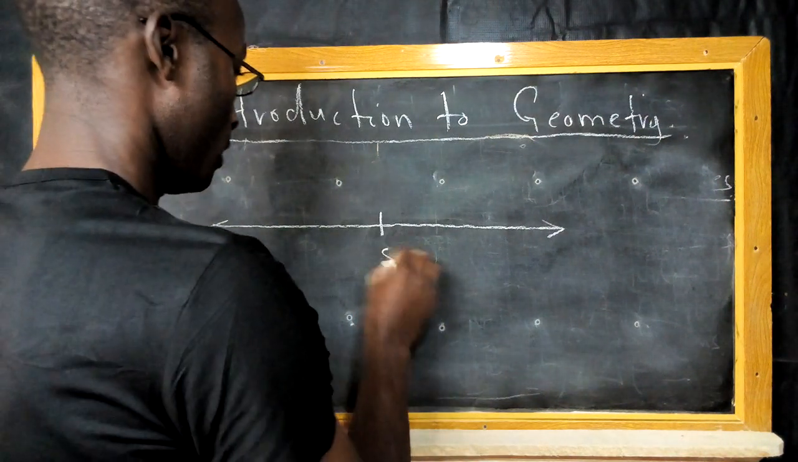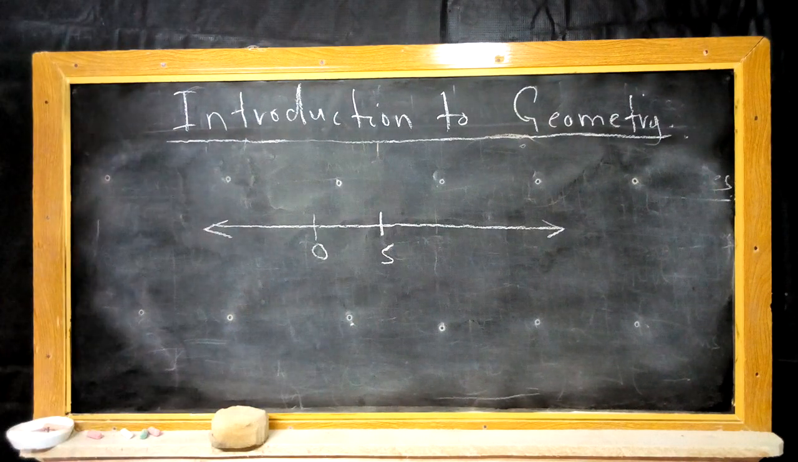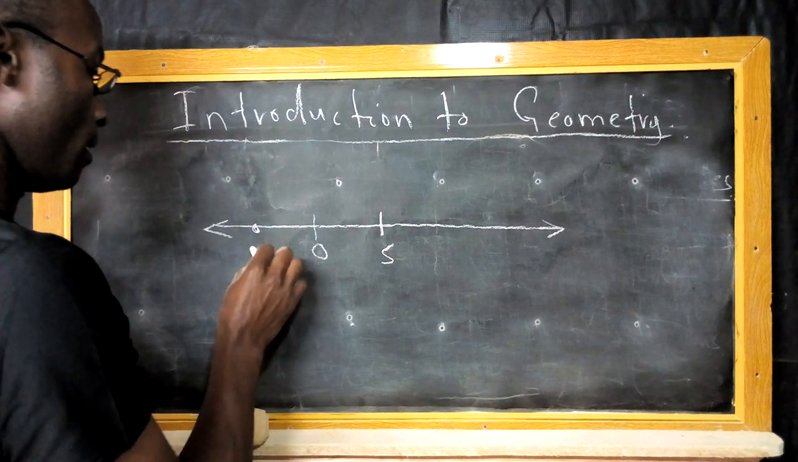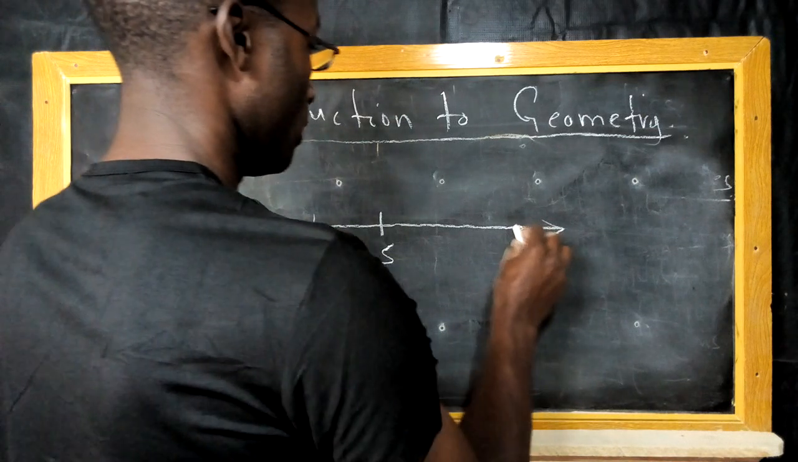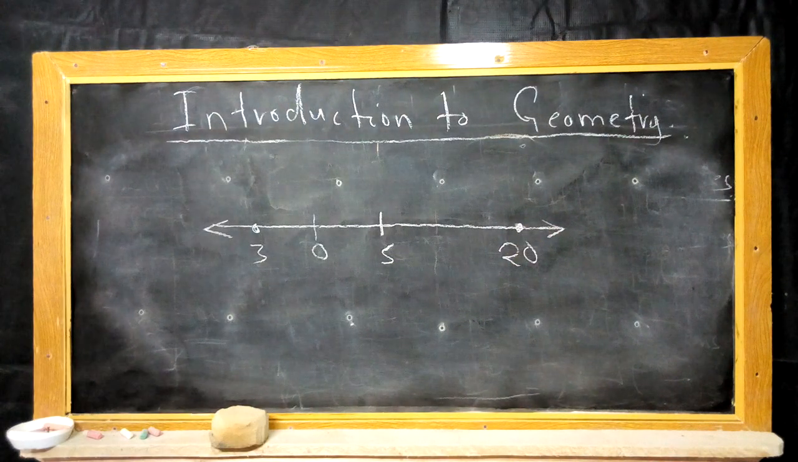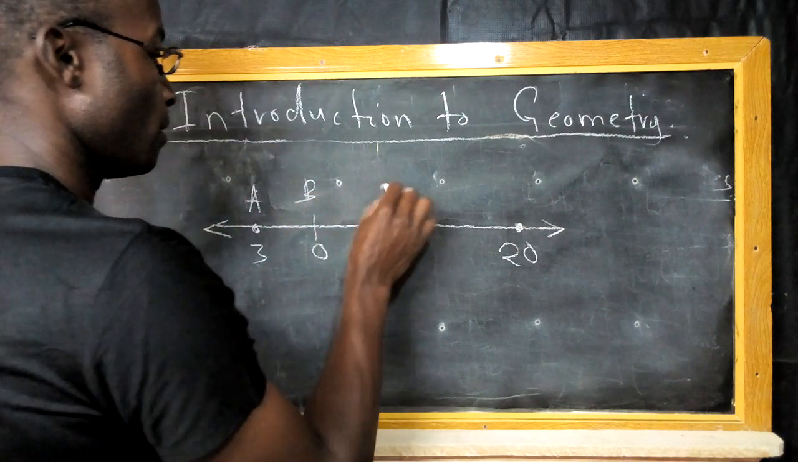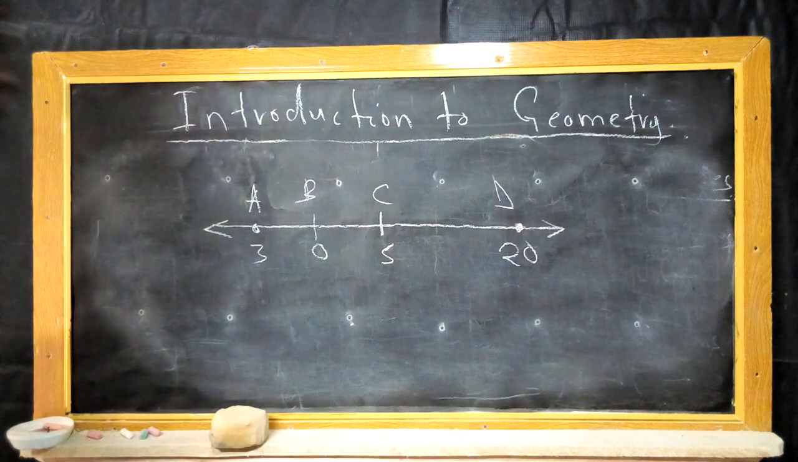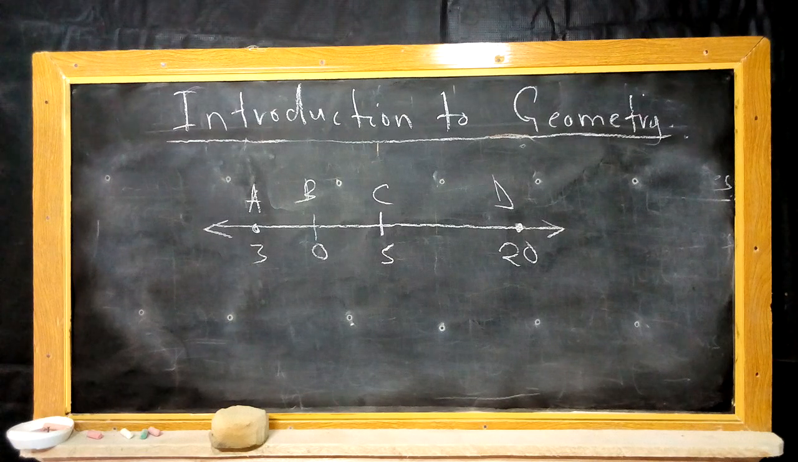So suppose we have a number line with points at 5, and this is 0, another one at 3, and then we have another one maybe at 20. So then we say that this is point A, B, C, and D. Those are points on that straight line as we had demonstrated for P and Q.